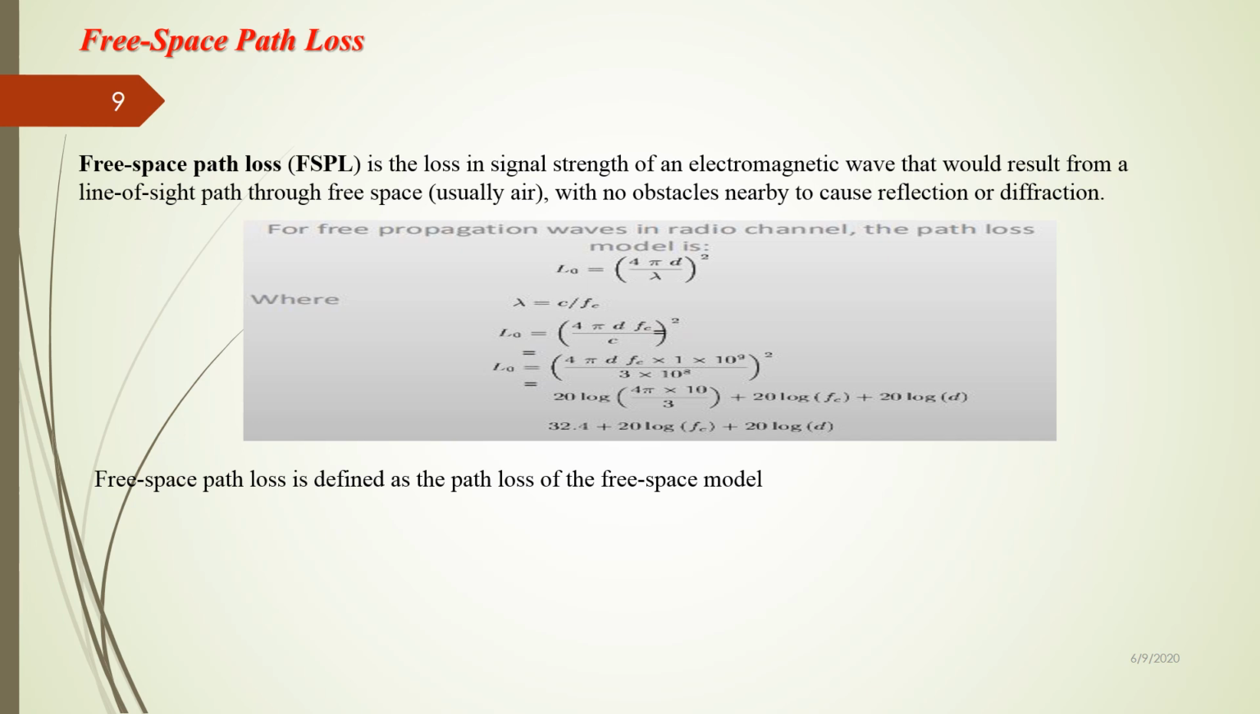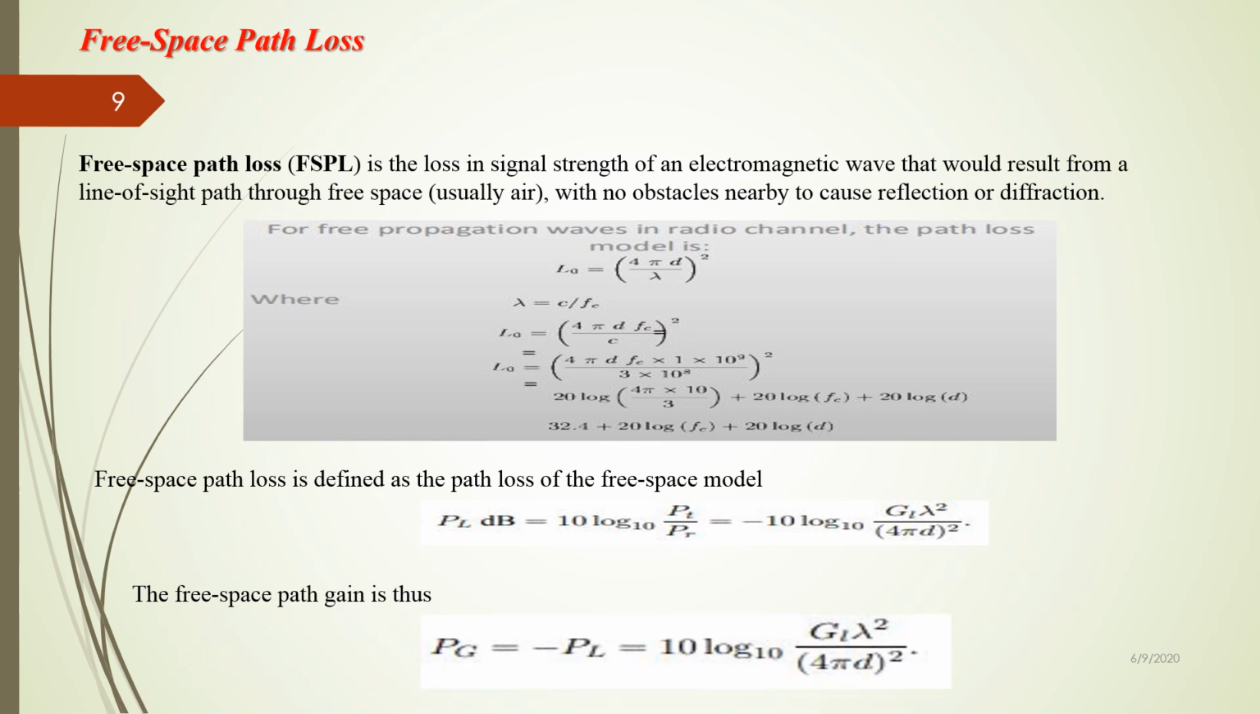This is the formula for the path loss model, given by L0 equal to (4 pi d by lambda) whole square. After putting the value of lambda, that is c by f, we get the final value as 32.4 plus 20 log fc plus 20 log d. And the free space path loss is defined as the path loss of the free space model, given as minus 10 log10 of (G lambda square by (4 pi d) whole square). And the free space path gain is given as the minus of the path loss of the free space model.